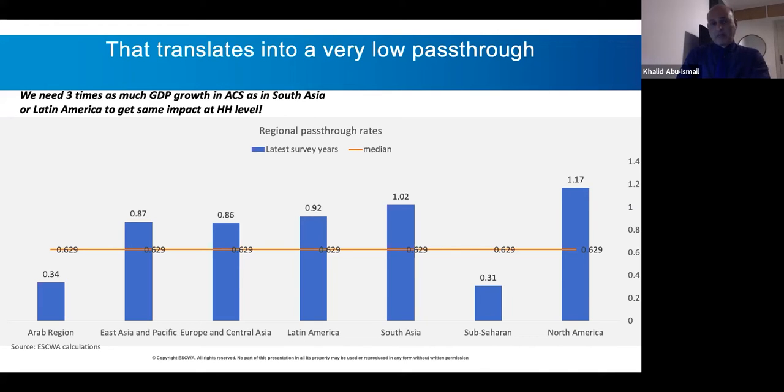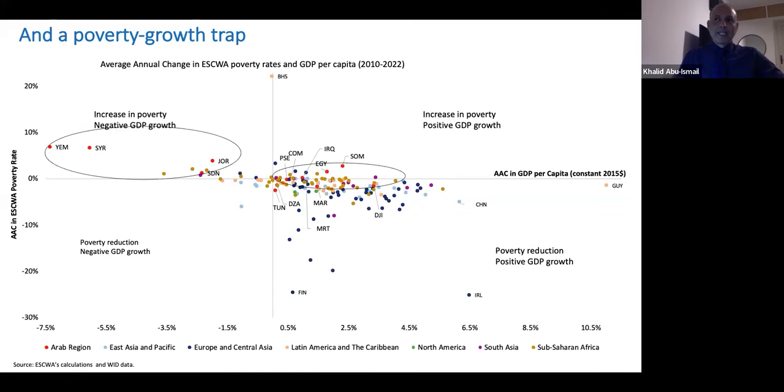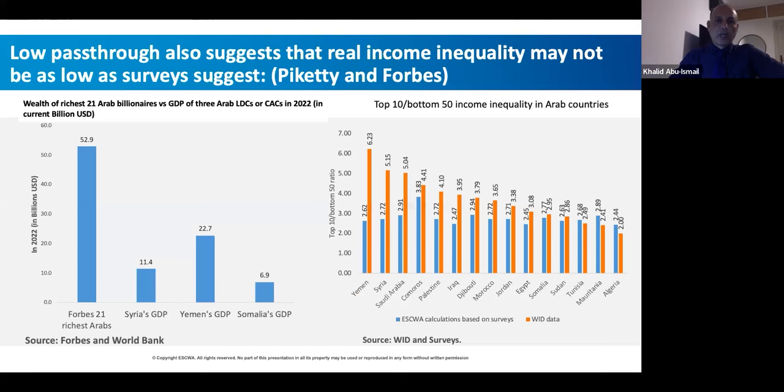That's basically for every 1% growth rate that you see at the national accounts, only 1/3 translates down at the household level, way below the median worldwide. And that leads us to our second trap, the poverty growth trap: growth is happening, but the poor are not benefiting from this, and you don't get this relationship between income growth and poverty reduction. And so that's what I call the second poverty growth trap.